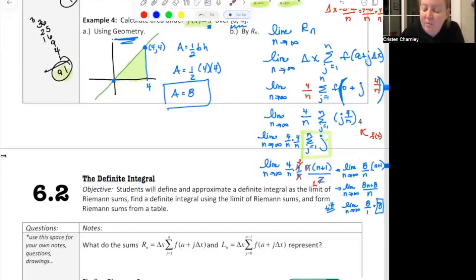Am I going to ask you to replicate this process on the test with all the sigma stuff? No, you have to be able to match this sigma with one of the definite integrals later. And this is kind of what's going on here. So I'll show you about that. So this was just to introduce the idea of rectangles in geometry and sigma notation. Let me know if you have any questions.